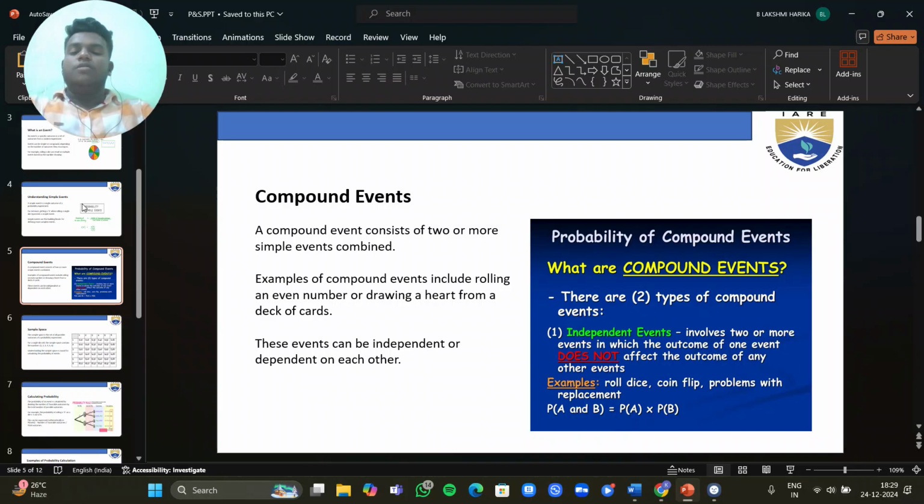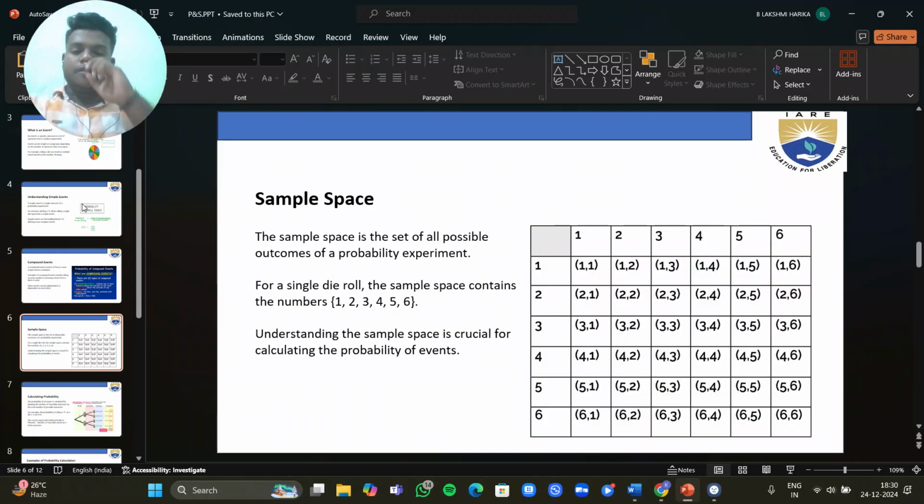Compound events. A compound event consists of two or more simple events combined. Examples of compound events include rolling an even number or drawing a heart from a deck of cards. These events can be independent or dependent on each other. Independent events involve two or more events in which the outcome of any event does not affect the outcome of any other. For example, P of A and B is equal to P of A into P of B.